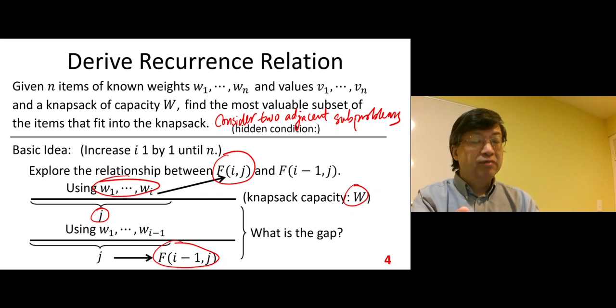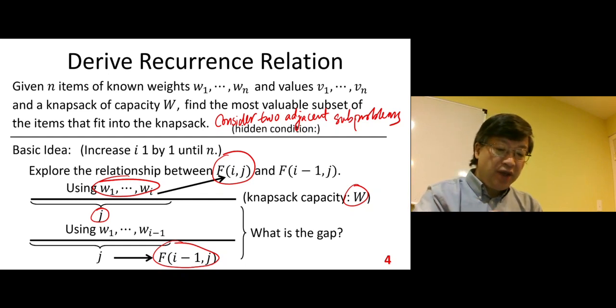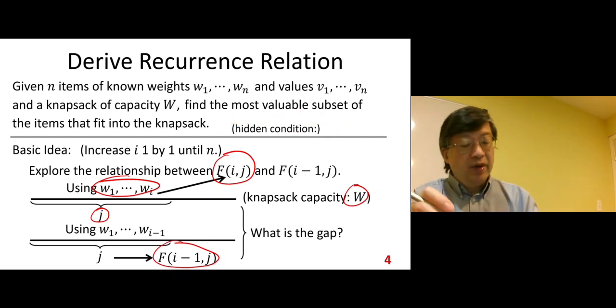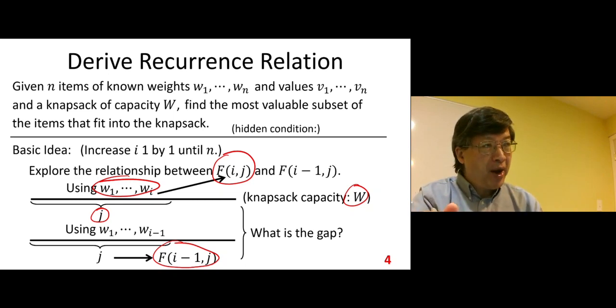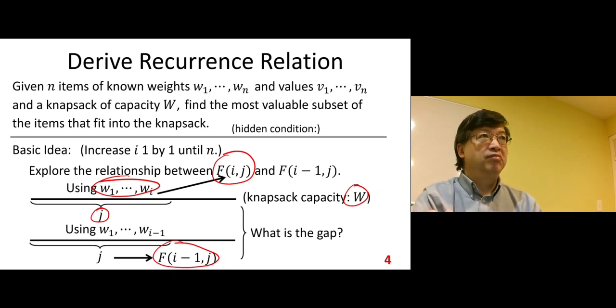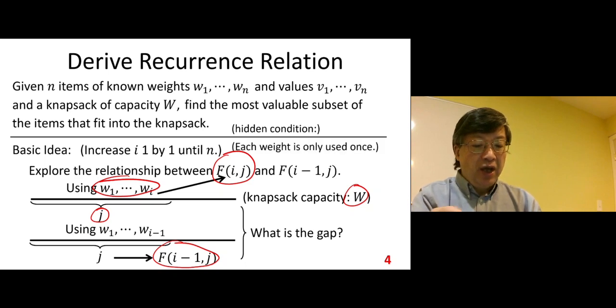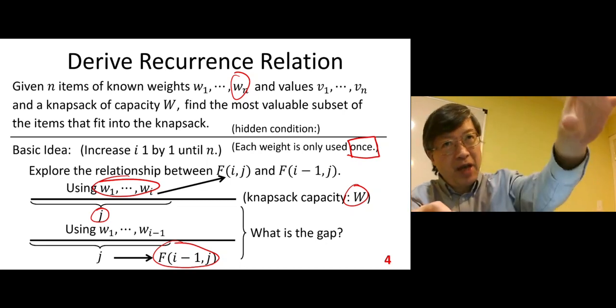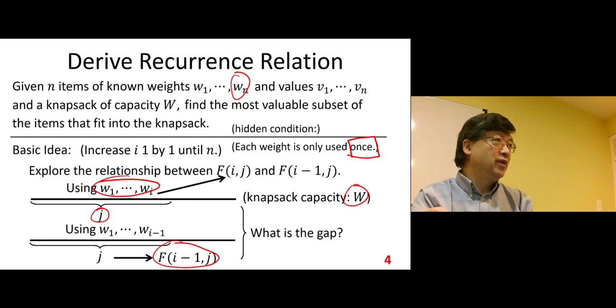These two subproblems, the main difference. So here, there is a hidden condition. When we want to compare the difference, we may need to use this hidden condition. So what's that? Each weight is only used once. Each weight you can only use once. You cannot use it more than once.